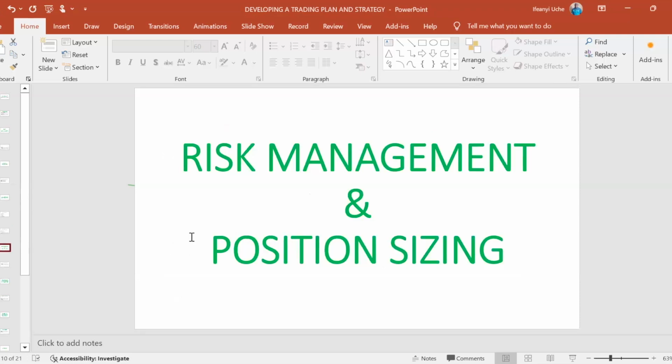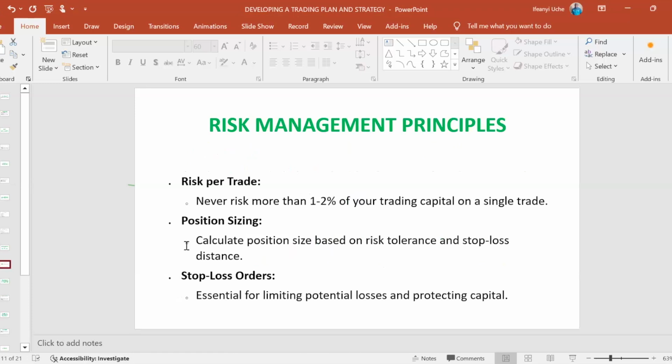Risk management and position sizing in your trading plan. Now, risk management principles you want to bring into play when you are planning or drawing up or developing your trading plan. You want to consider risk per trade. You want to consider position sizing and stop loss orders. So you see that some of the things that we've done in the past keep coming back because they keep getting interconnected, interwoven together. So in risk per trade, you are advised never to risk more than 1 to 2% of your trading capital on a single trade.